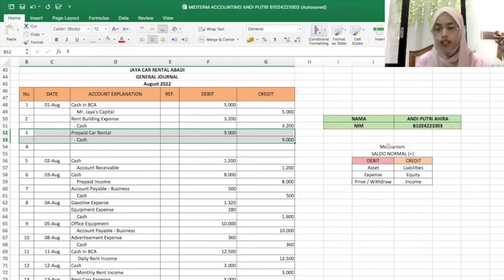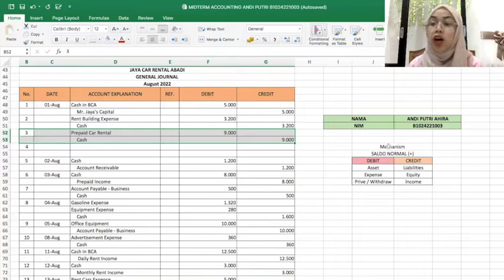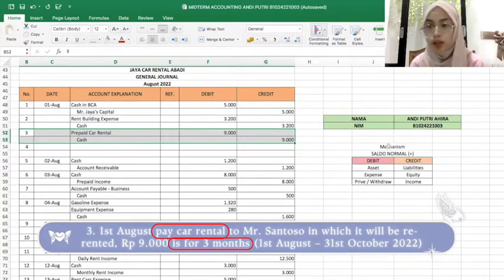So for the third transaction on 1st August, it is said that they pay car rental to Mr. Santoso, which will be rented for 9,000, for 3 months. The first account is prepaid car rental on debit, because they pay the car rent for 3 months, and the car rent will become a prepaid car rental asset for the next 3 months for the company. And the second account is cash, which will be on the credit because they pay 9,000 rupiah for the car rent.